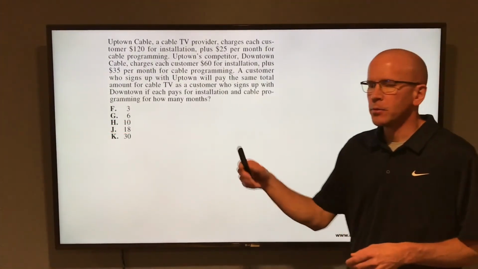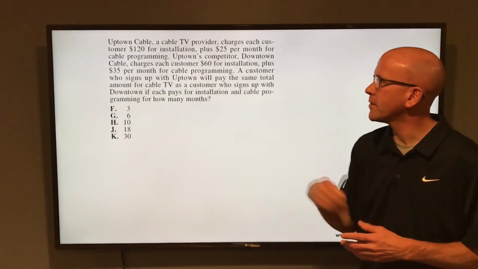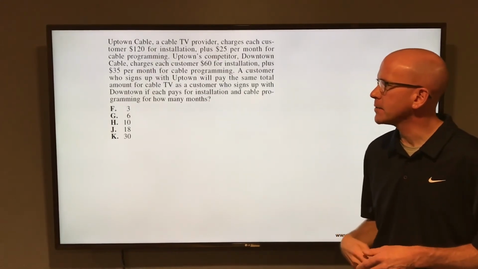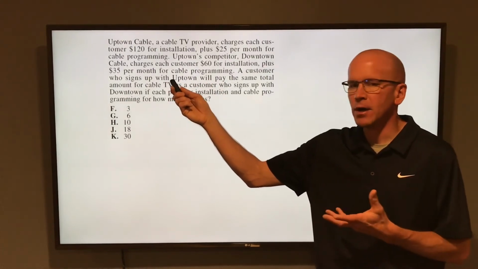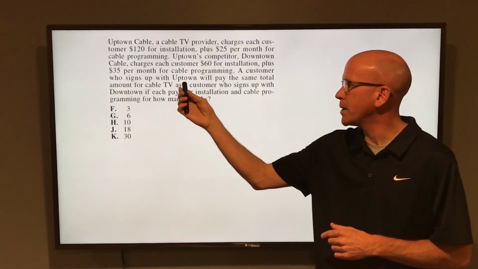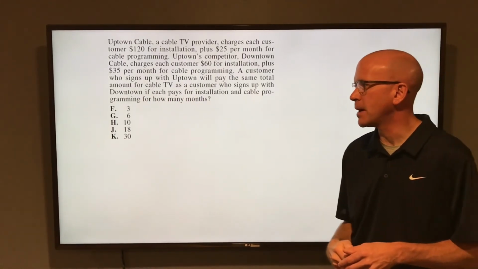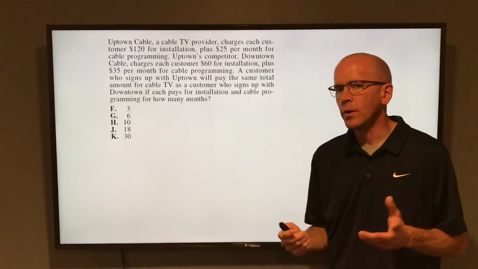Uptown Cable, a cable TV provider, charges each customer $120 for installation plus a $25 per month fee for cable programming. Uptown's competitor, Downtown Cable, charges each customer $60 for installation plus a $35 per month fee for that cable programming. A customer who signs up with Uptown will pay the same total amount for cable TV as a customer who signs up with Downtown if each pays for installation and cable programming for how many months?